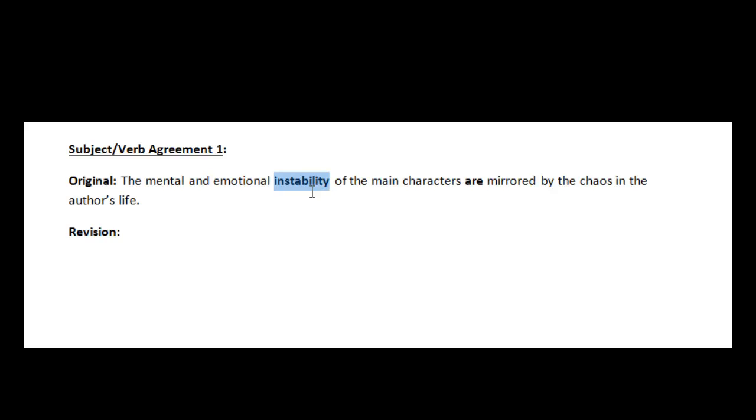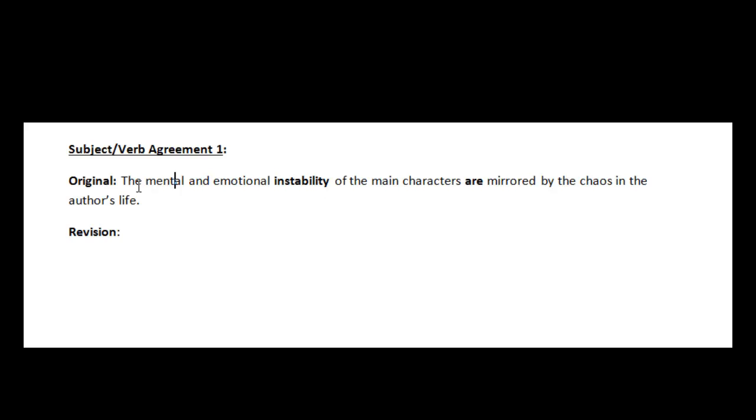So I notice that "instability" is a singular subject. We're not talking about instabilities, plural. We're talking about just the general instability. And I notice the verb "are" is plural. So I know right away that I have a lack of subject-verb agreement, and I want to straighten that out and make sure that with my singular subject, I also have a singular form of the verb.